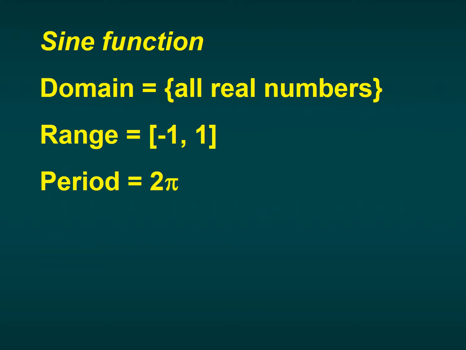So the sine function has a domain of all real numbers. However, if you notice the graph, it went up to 1 and then went down to -1, then went back up to 1. So our range is only between -1 and 1. It has a period of 2 pi because that's when the cycle starts over again.